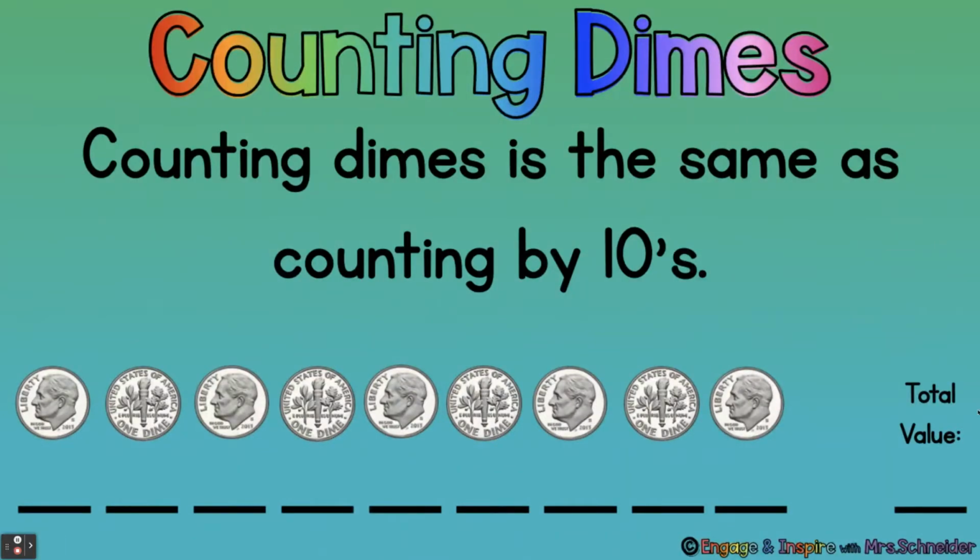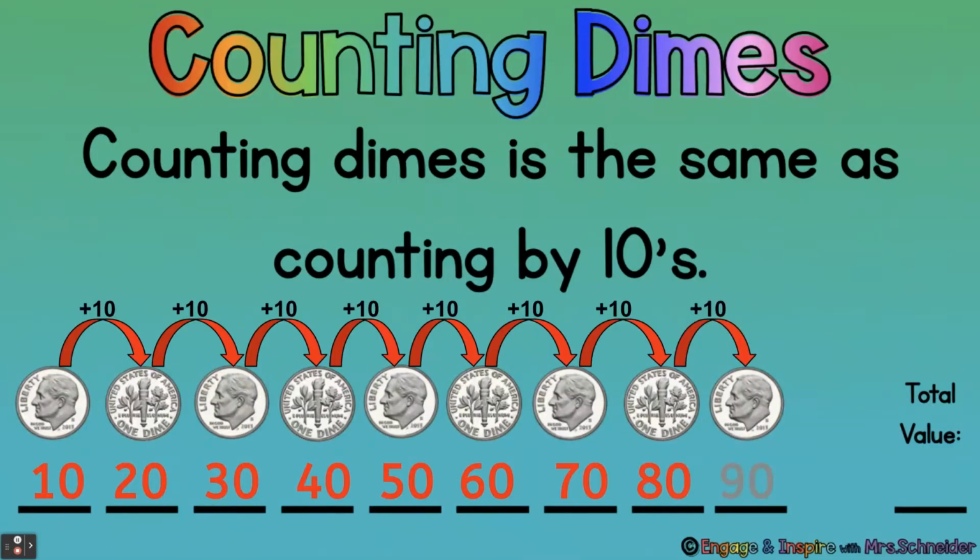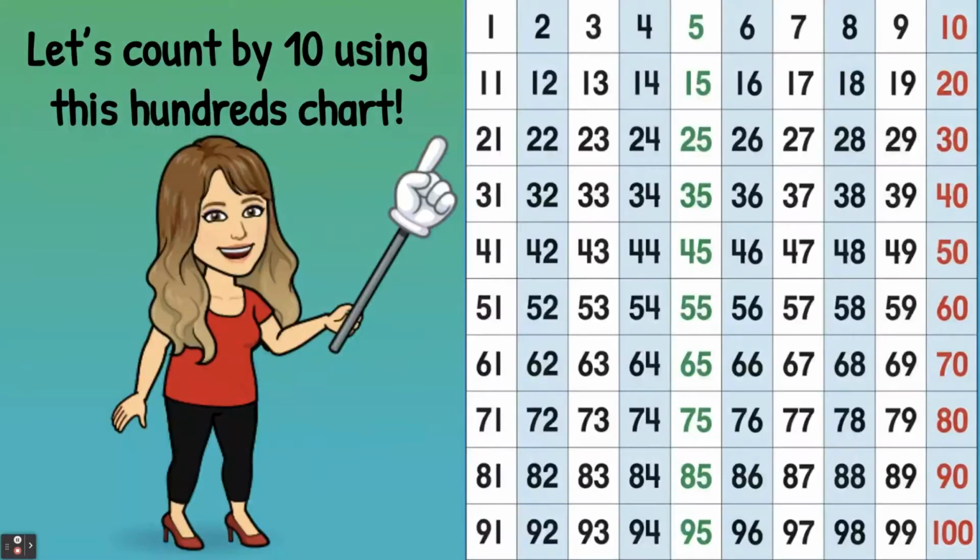Let's count these 9 dimes to find the total value. 10, 20, 30, 40, 50, 60, 70, 80, 90. So the total value is 90 cents.